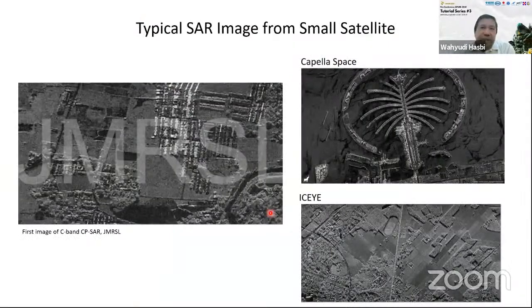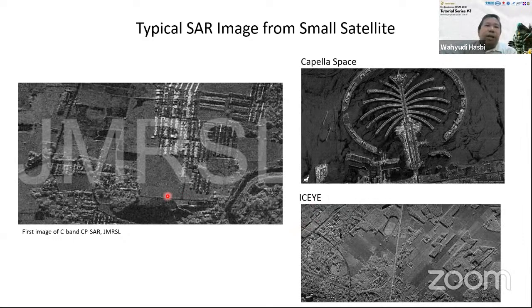And this is a bit related to our topic about SAR. Even for synthetic aperture radar, the satellite is also getting smaller. And you can see here some synthetic aperture radar coming from small or microsatellites. From here is the Capella Space. They can take an image of the Dubai area. And ICEYE is about an 80 kilogram class satellite.